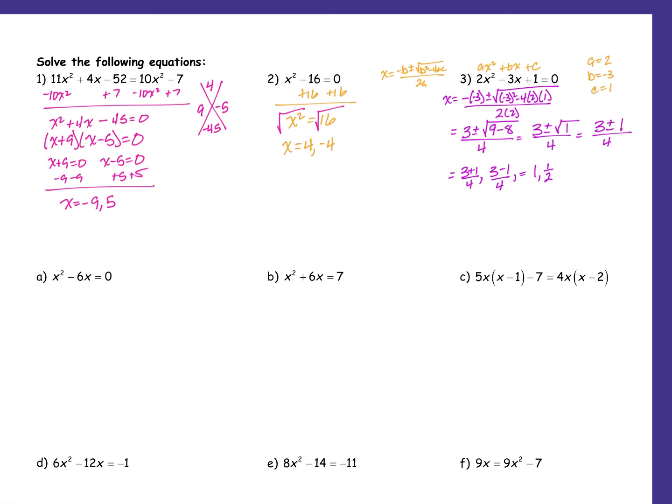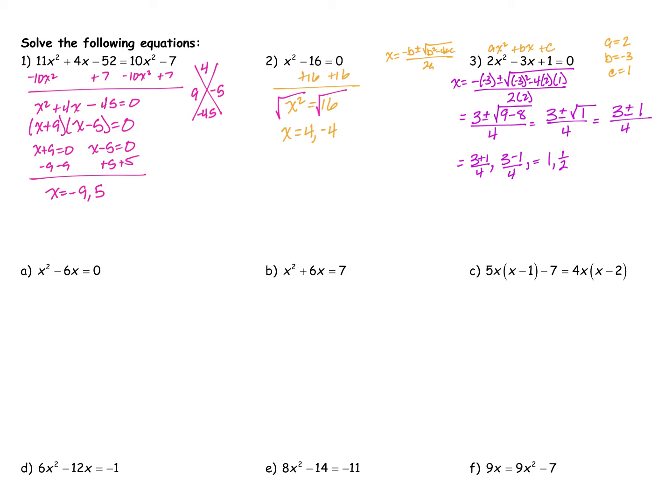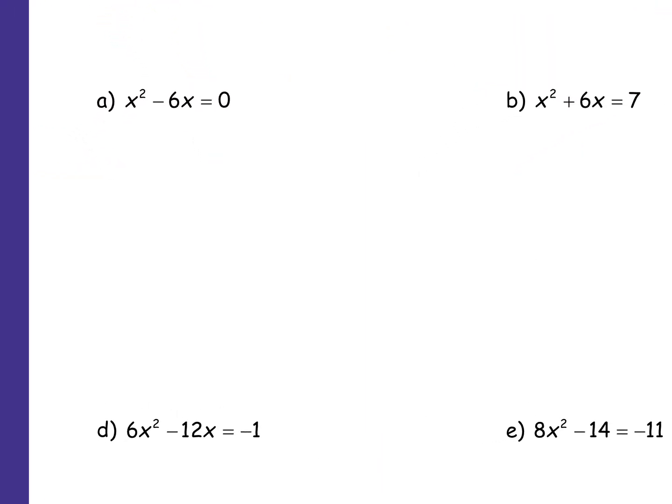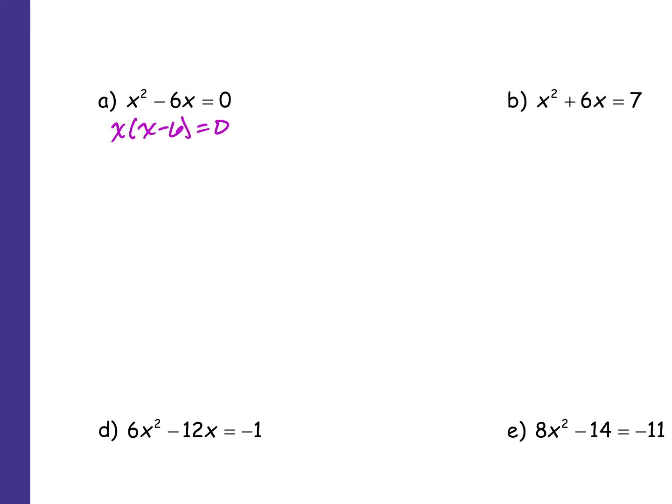Sorry, I'm trying to get it to fit on the screen. There. Okay. So the first one, number A, all I did is factor it. I said I can take an x out of both of those terms, so I get x times x minus 6 equals 0. Now I have two things multiplied together that equal 0. So I either get x equals 0 or x minus 6 equals 0. So x is going to equal 0 or positive 6. Okay? Please make sure if you have any questions, you ask them.